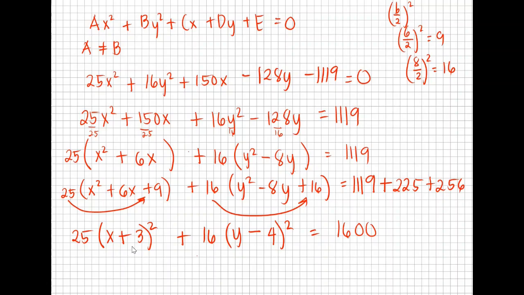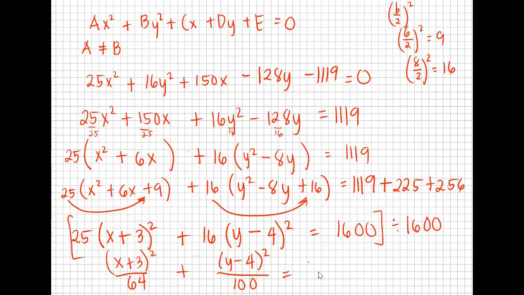Okay, so from this, to make it in standard form of equation of an ellipse, we divide both sides of the equation by 1,600. So we have x plus 3 quantity squared over, what is 25 divided by 1,600? That is 1 over 64, plus y minus 4 squared over 16 divided by 1,600. That will give us 1 over 100, and that is equal to 1. And since 100 is greater than 64 and 100 is with y, then we have a vertical ellipse.